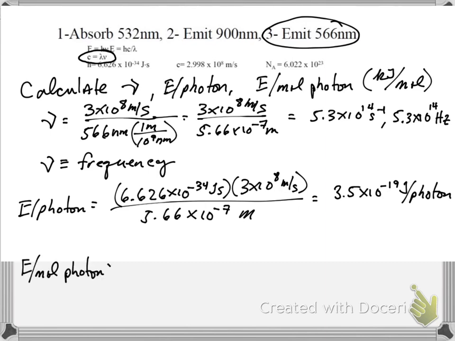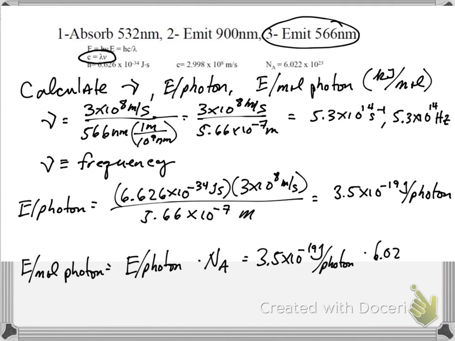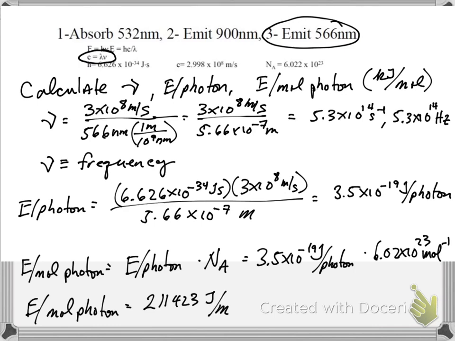Want to know how much energy is in a mole of these photons? We take the energy per photon, multiply it by Avogadro's number. And if we do that, we get the energy per mole of photons is 211,423. If we divide by 1,000 in kilojoules, we get 211.4 kilojoules per mole. So make sure that given any wavelength, you can calculate frequency, you can calculate energy per photon, and you can calculate the energy in a mole of photons.